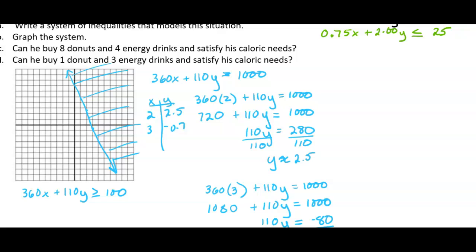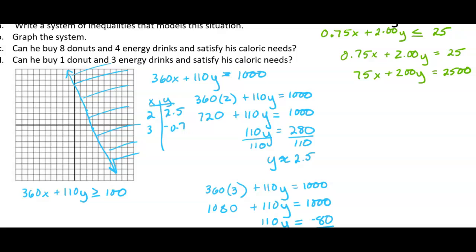So let me rewrite it, 0.75x plus 2.00y is equal to, I'll make it an equation, 25. And then if I were to multiply by 100 on both sides to get rid of the decimals, so 75x plus 200y equals 2,500. So I could do something like that. And then I could, let's see, does 200 go into 2,500? I think it does.